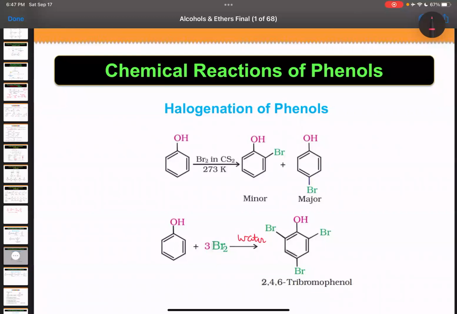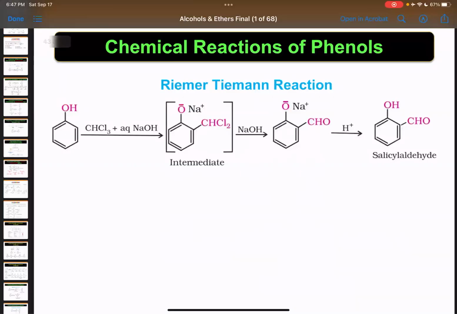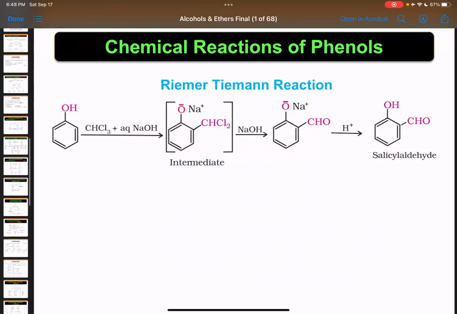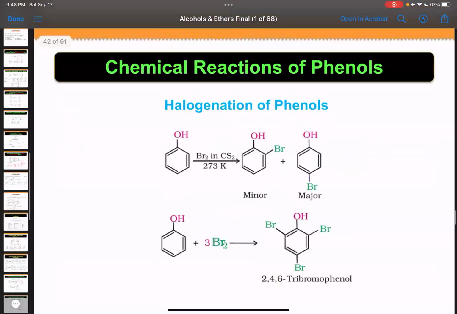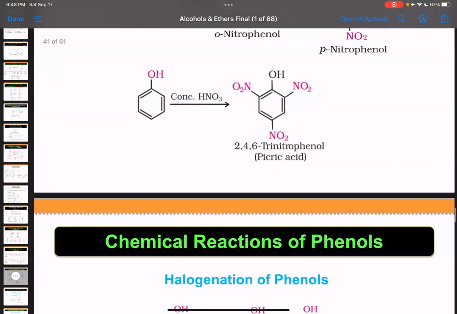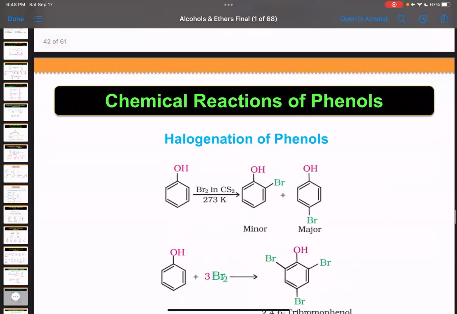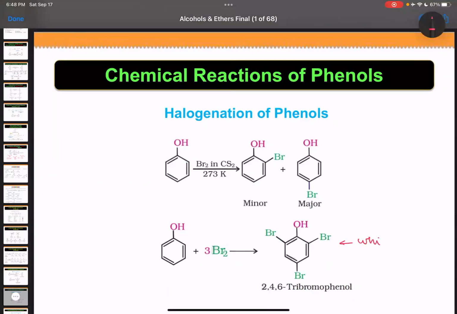And this is a test for phenol. It is a white precipitate. Yeah, that is the white PPT. So what's the reason?